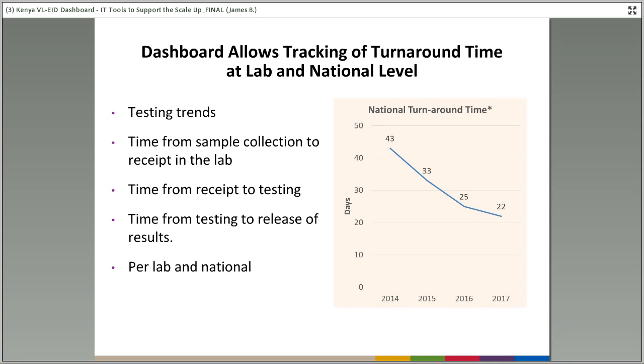Of course, one of the things I want to say is that in Kenya, about 50% of our samples are DBS, and sometimes they take some time because of the transportation system and the collection. So we're able to look at all these trends per lab and at the national level to know the time from sample collection to receipt in the lab, the time from receipt to testing, and the time from testing to release. So we're able to follow all that up.